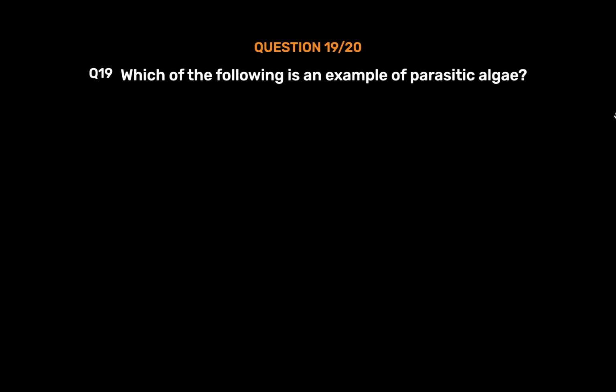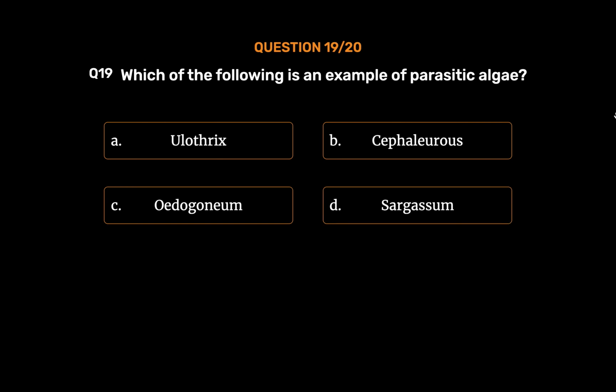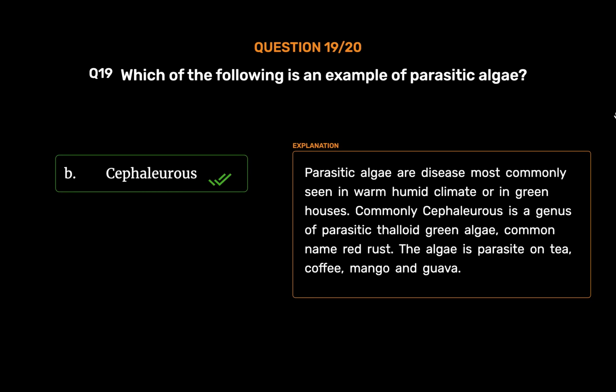Question number 19. Which of the following is an example of parasitic algae? Option A. Ulothrix. Option B. Cephaleuros. Option C. Oedogonium. Option D. Sargassum. The correct answer is option B. Cephaleuros. Parasitic algae disease is most commonly seen in warm humid climates or in greenhouses. Cephaleuros is a genus of parasitic thalloid green algae, common name red rust. The algae parasitize tea, coffee, mango and guava.